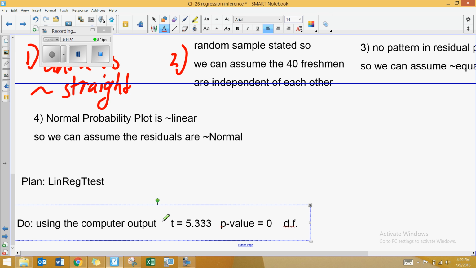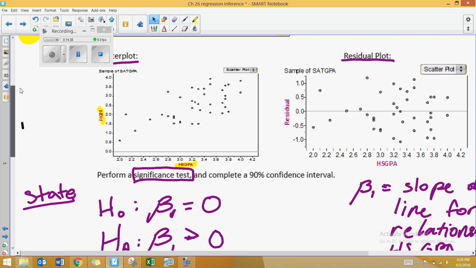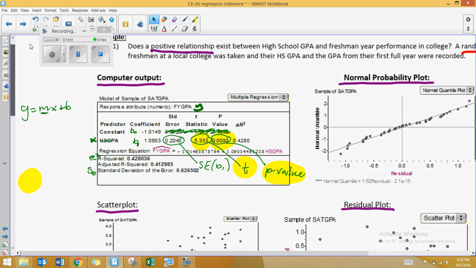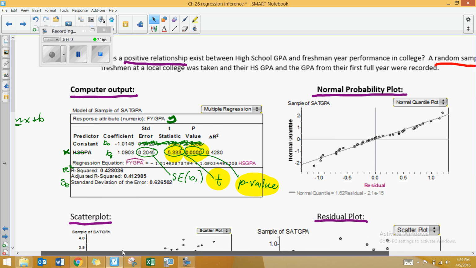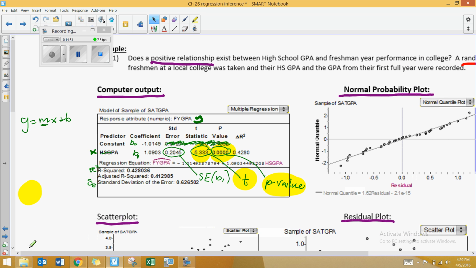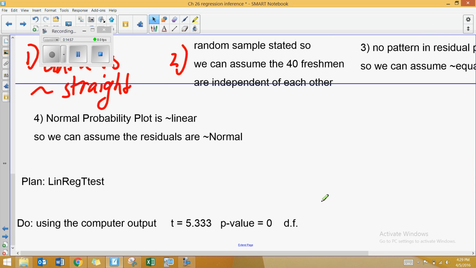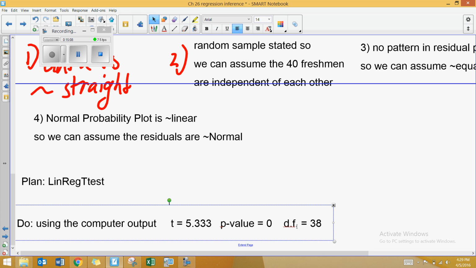Finally, your degrees of freedom. For degrees of freedom, we need to look back to see if we were provided with a sample size. So our sample size, which we recorded at the very beginning, is 40. So degrees of freedom is n minus 2, 40 minus 2. I'm going to report degrees of freedom as 38.